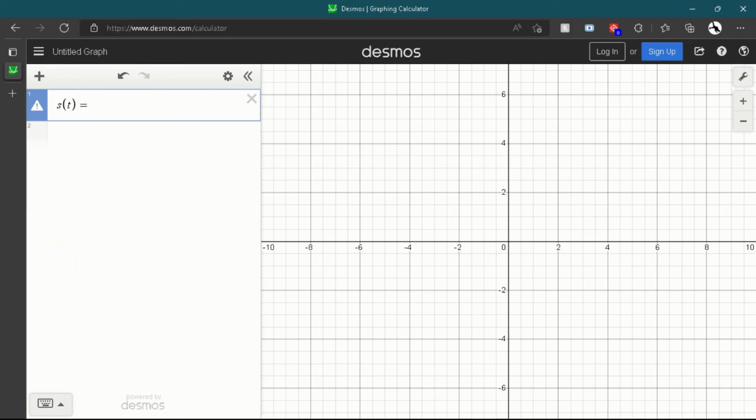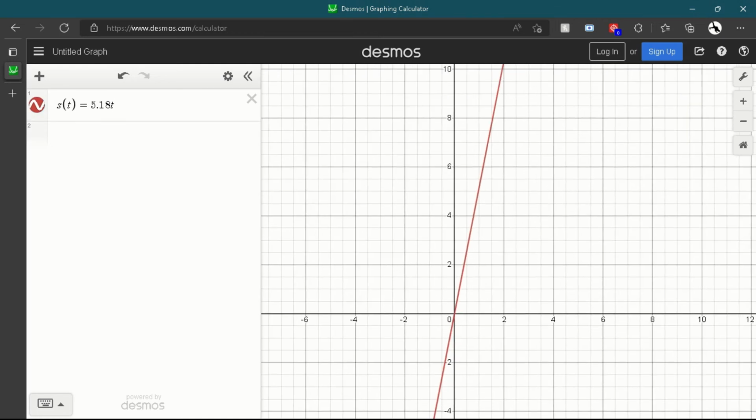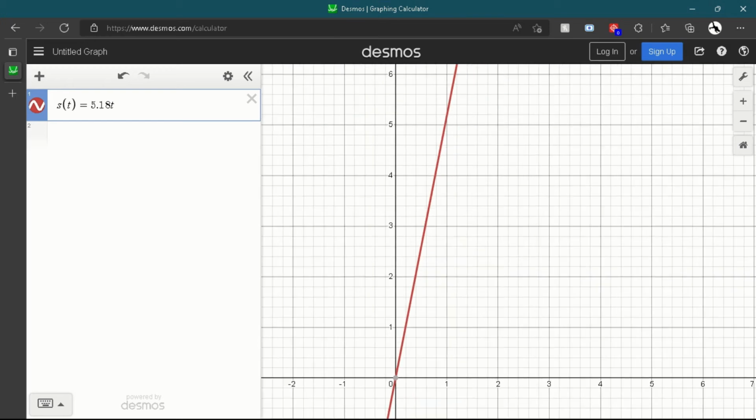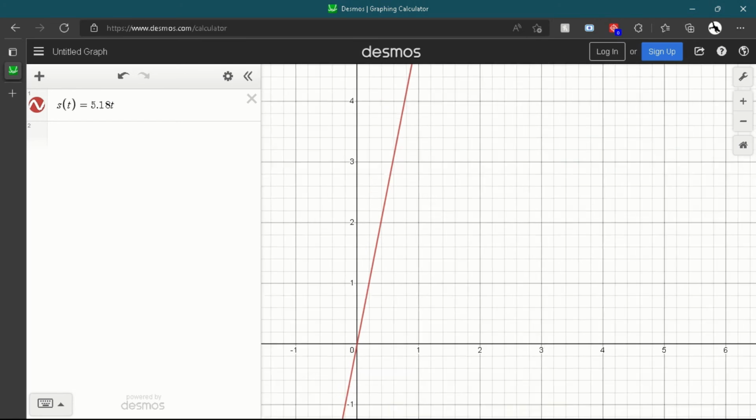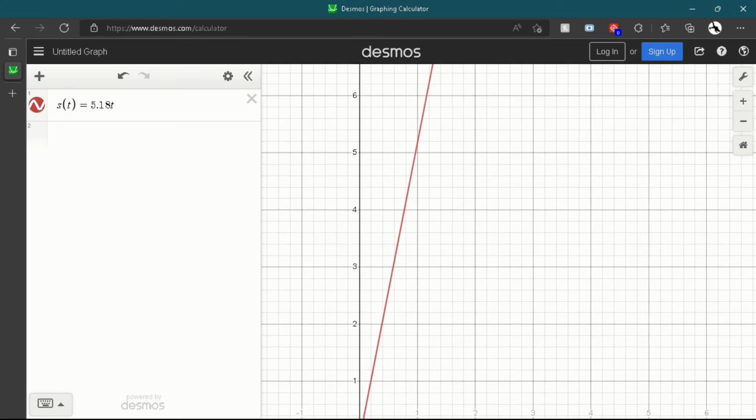Yep. 5, not 6, 5.18 times time. And you get this straight line. It's a linear equation. And it's pretty simple. So at 0 time, 0 seconds, we've not moved. It moves pretty fast. Let's zoom in. So after 1 second, which is all the way up here, we've moved already 5 meters.